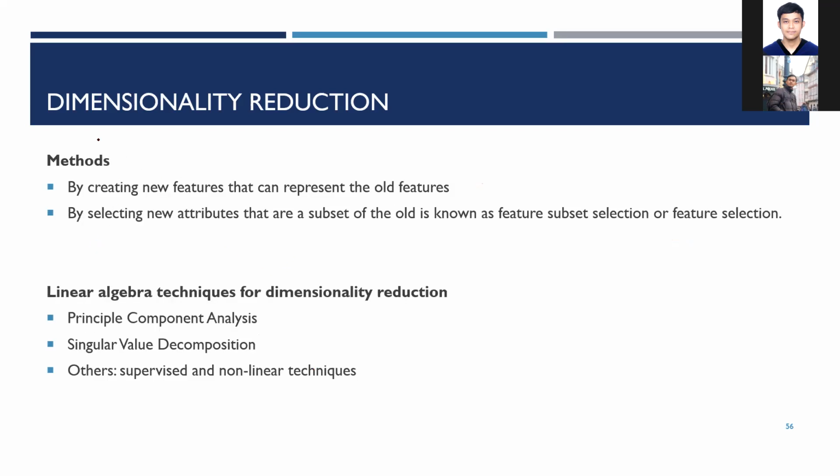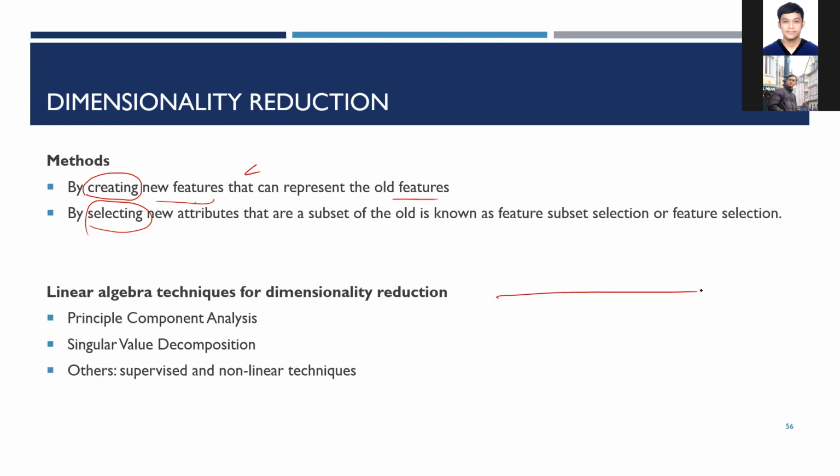Methods for dimensionality reduction. First, we can create new features that represent all the features. Of course, the number of new features is less than the number of old features. So here the keyword is creating or selecting. These two are the main methods for dimensionality reduction. We can totally create new features, or we can just select some attributes.